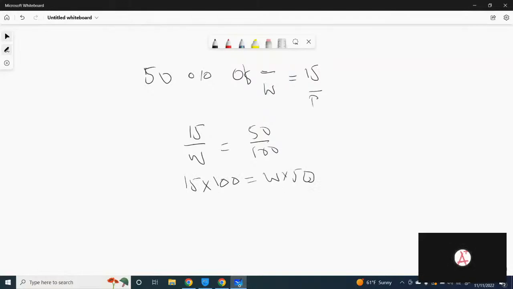So it would be 1500 divided by 50. So 1500 divided by 50 is 30. Got it? 15 is 50% of 30. You can see 15 is half of 30, isn't it? So 50% of 30 is 15. Got it?